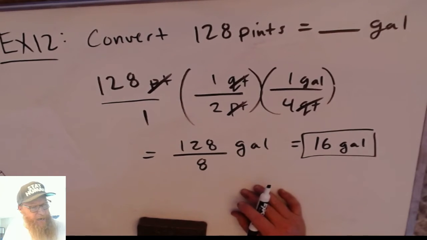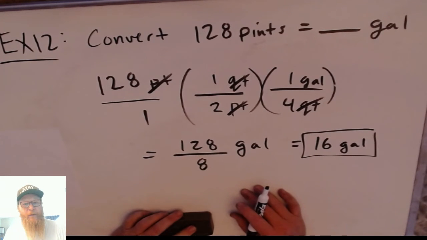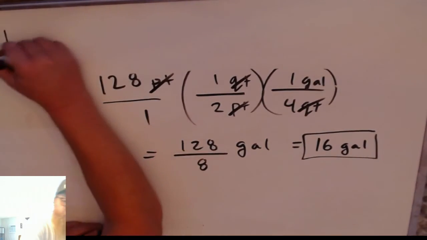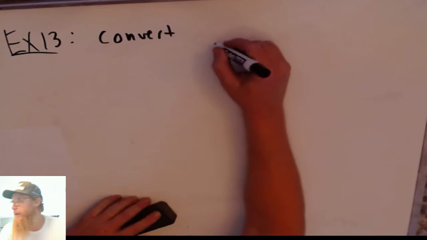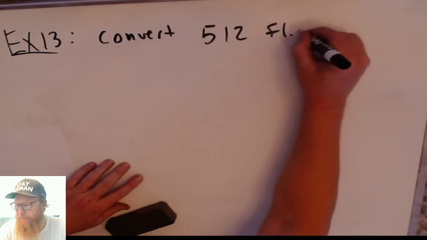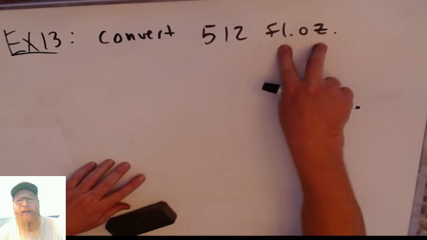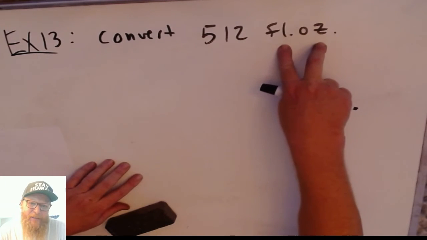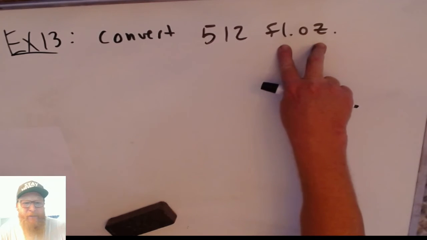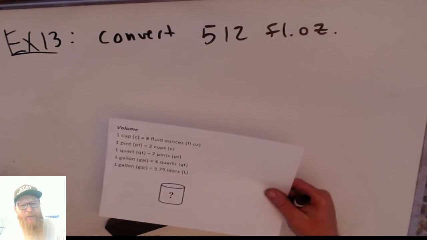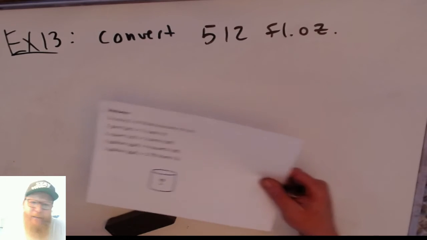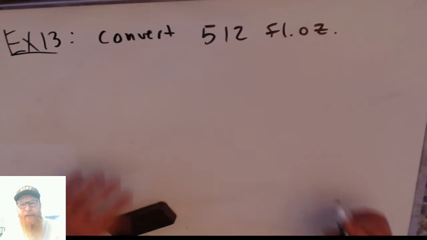What other measurement do we have? Fluid ounces. Convert 512 fluid ounces, F-L-O-Z. You can't just say ounces. People often do, when they're measuring stuff, they'll just say 512 ounces, but this is fluid ounces, so it's measuring volume. It's how much space it actually takes up. It's not necessarily measuring the weight. The weight could vary, and we'll talk about weight next.